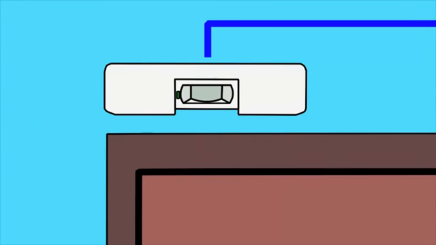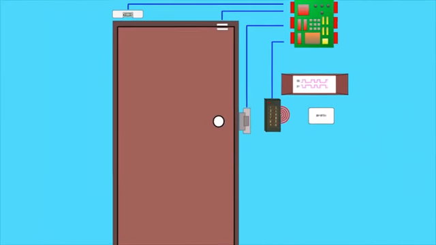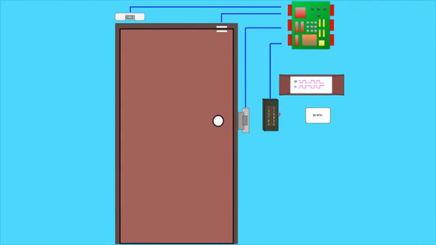A request to exit unit. This is a unit that will tell the controller that someone is trying to exit the room without having to enter any credentials. The request to exit is usually a motion infrared detector or simply a manually activated button. The request to exit, or REX for short, will transmit an infrared beam in front of the door.